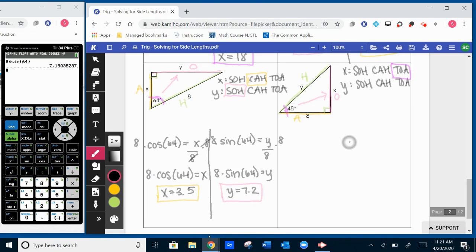So we're going to say that the tan of 48 degrees equals opposite over adjacent. So that's x over 8, times 8. 8 times tangent of 48 equals x. And that's 8.9.